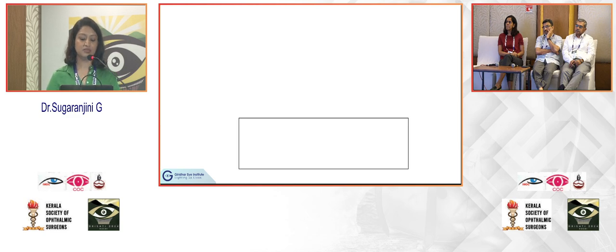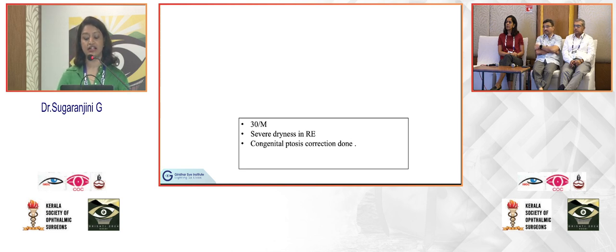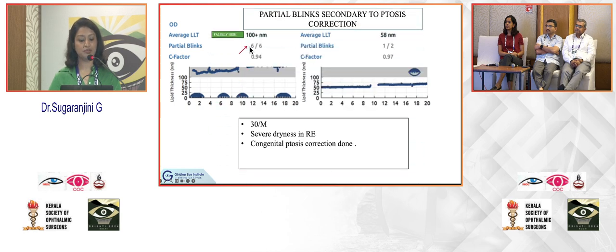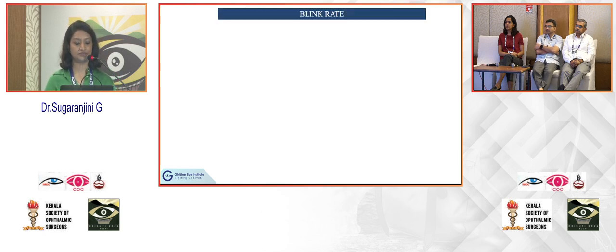Another case on the similar lines is a 30-year-old male patient who presented with severe dryness in the right eye, and he had undergone congenital ptosis correction in the past. And again, look at his blink rate. Most of it is in the right eye. So he has 6 blinks, but out of the 6 are also partial. But look at his lipid layer. It's very falsely high. That is because there is no blink to distribute this. So these are partial blinks induced secondary to ptosis correction. So this patient is also suffering from an exposure keratopathy.